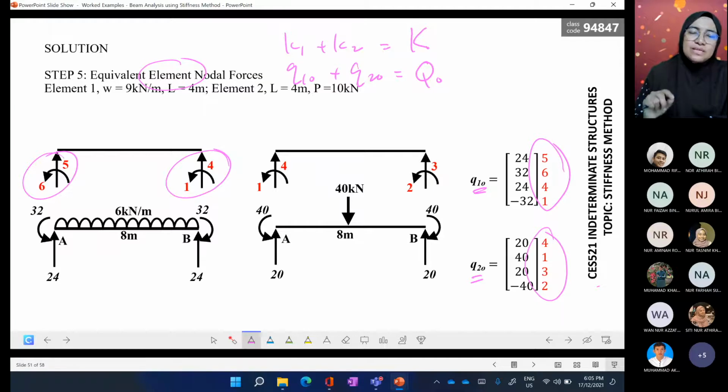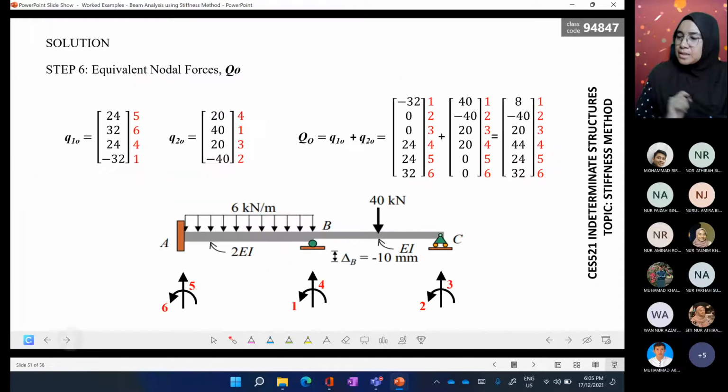And using the stiffness method, we only calculate forces and displacements at nodes. So we have to distribute the loads to the nodes. So we call it equivalent element nodal forces. Okay, this I already guided in the previous formative 2.2 and in example 2, the example before this. Okay, I'll speed this up. So we get it like this.